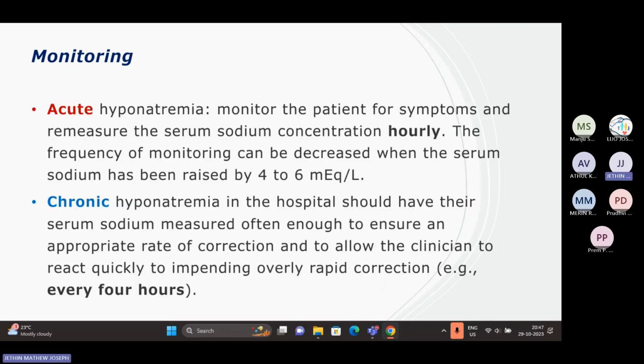So in acute hyponatremia, you have to monitor. Ideally, we should monitor hourly, and the frequency of monitoring can be decreased once you reach your goal of raising sodium by 4 to 6. In chronic hyponatremia, patients should have the serum sodium measured often enough to ensure an appropriate rate of correction and to allow the clinician to react quickly. But this is less often than in acute hyponatremia. You can afford to check sodium every 4 hours.